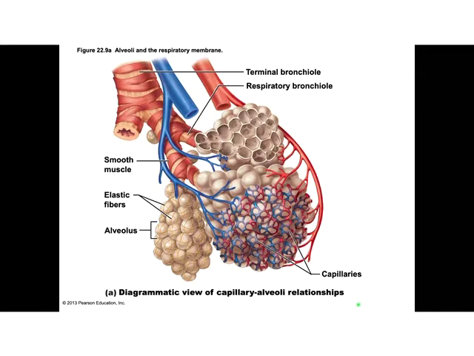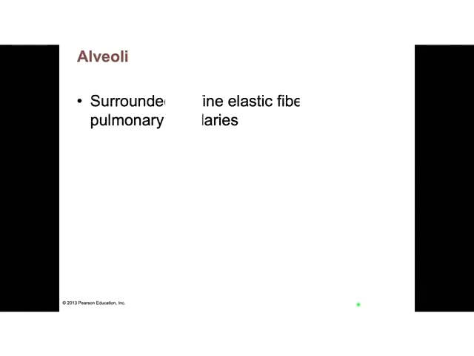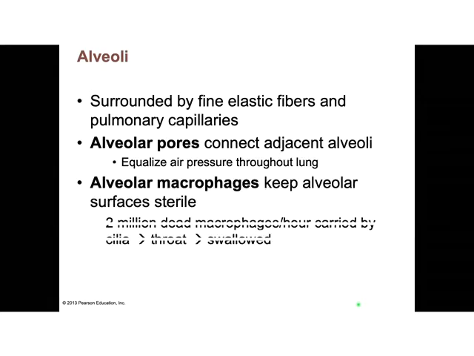So that's what the system looks like. Lots of capillaries here. And there is a scanning EM micrograph of the capillaries of the alveoli. The alveoli are surrounded by elastic fibers and pulmonary capillaries. Pores connect the alveoli. They're called pores of Kohn, and they let the macrophages wander from alveolus to alveolus. Okay? About 2 million dead macrophages per hour get carried by the cilia to the throat, and then we swallow them. Okay? That's part of what goes into the mucociliary escalator.